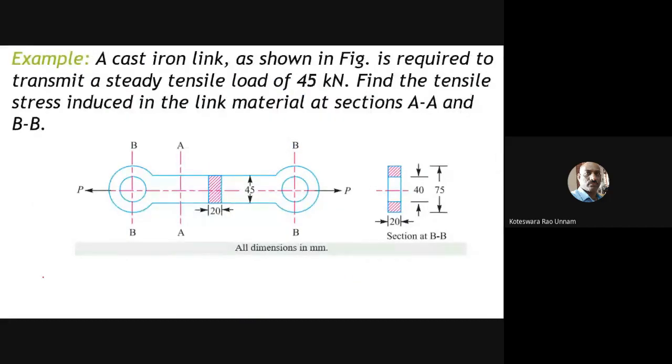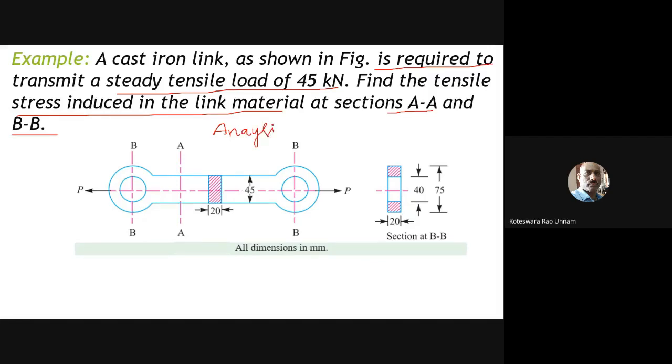Now this is the first example problem. A cast iron link is required to transmit a steady tensile load of 45 kilonewtons. Find the tensile stress induced in the link material at section AA and section BB. Here it is not a design problem, it is an analysis problem. Generally we have two kinds of problems: one is the design problem, another is the analysis problem.